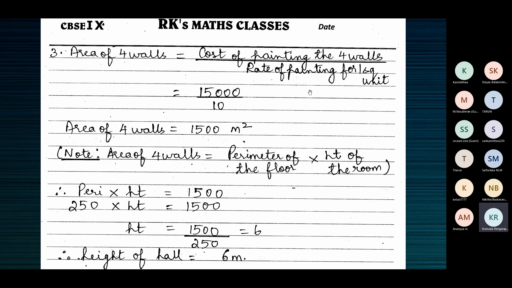When you cross multiply, the rate into the area of 4 walls will be the total cost of painting. Supposing you have to give a painting contract to a person, how will you estimate your expenditure? The cost of painting the 4 walls will be whatever rate the painter has mentioned for painting 1 square unit into the area of 4 walls, if you're painting only the 4 walls. So in this question, only the 4 walls are painted.